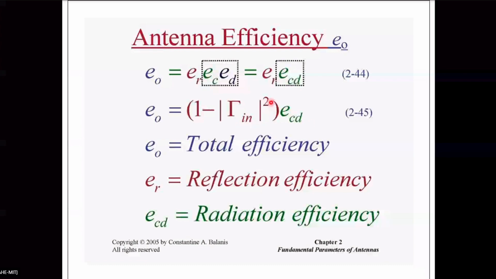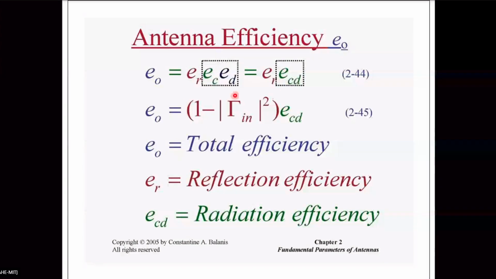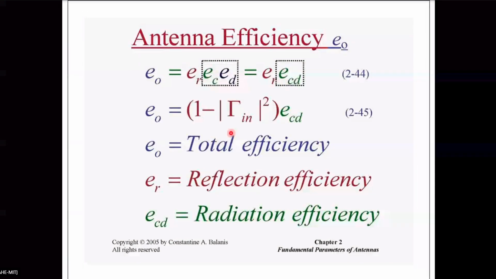So this part will contribute to ER. Now how do we find out tau in? We'll see the magnitude of tau in. So (1 minus tau in squared) into ECD. The first part contributes to the reflection loss, and ECD contributes to the conduction and dielectric loss, or radiation efficiency.